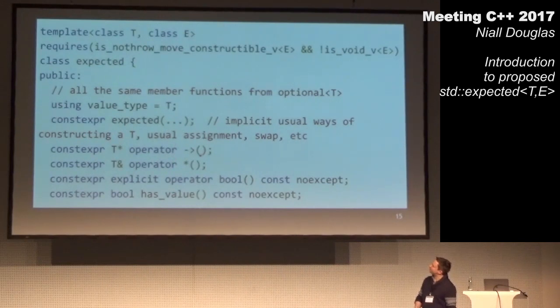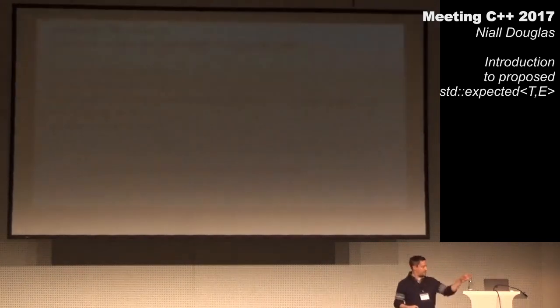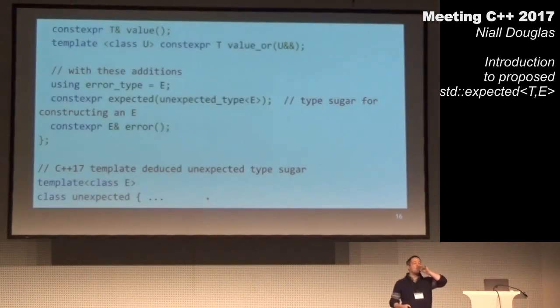It has a pointer indirection operator. It has a star operator. It has a comparison to bool. It has a has value. It has a value accessor.